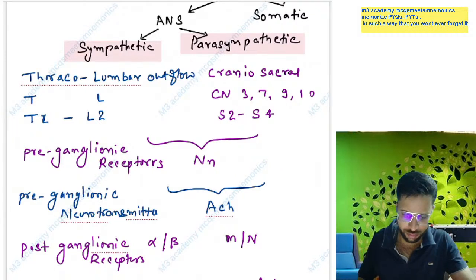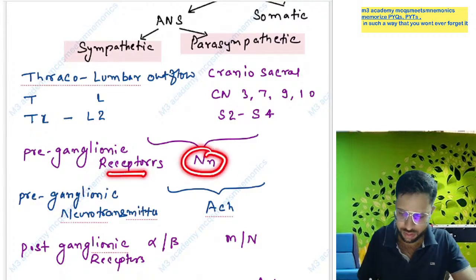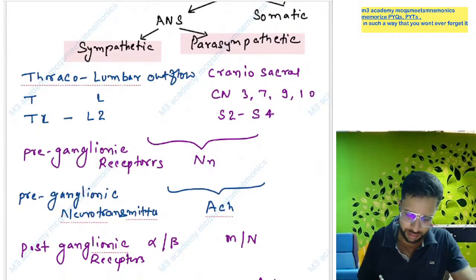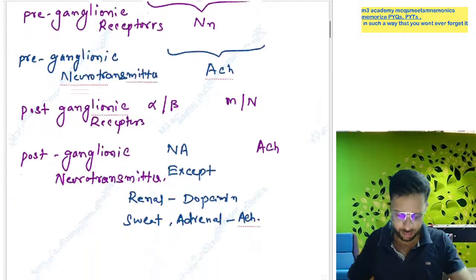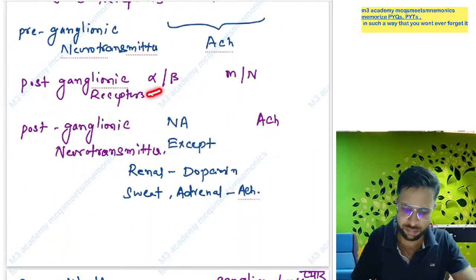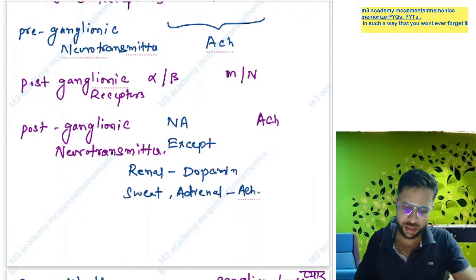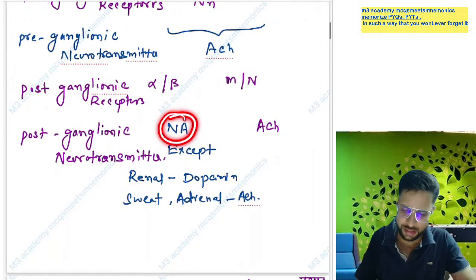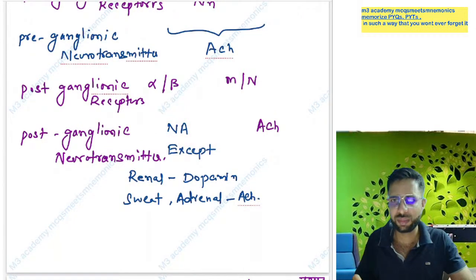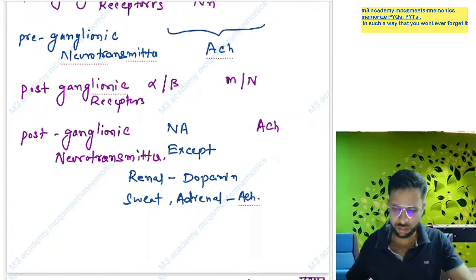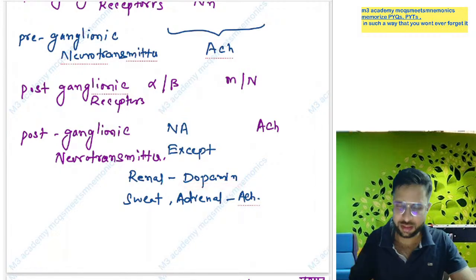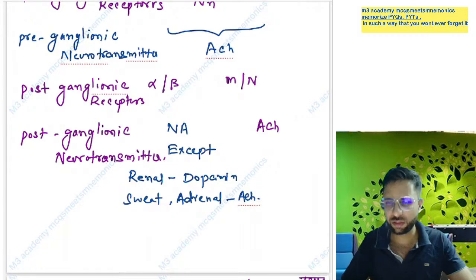So what do we call sympathetic? Thoracolumbar outflow. The preganglionic receptor in both systems is NN, and the preganglionic neurotransmitter in both systems is acetylcholine. The postganglionic receptor in the sympathetic is alpha or beta, and in the parasympathetic it is muscarinic and nicotinic. Postganglionic neurotransmitter is noradrenaline in the sympathetic system, and acetylcholine in the parasympathetic. But there are a few exceptions: in the kidney, in the renal system, there is dopamine, and in the sweat gland there is acetylcholine. We already discussed this.